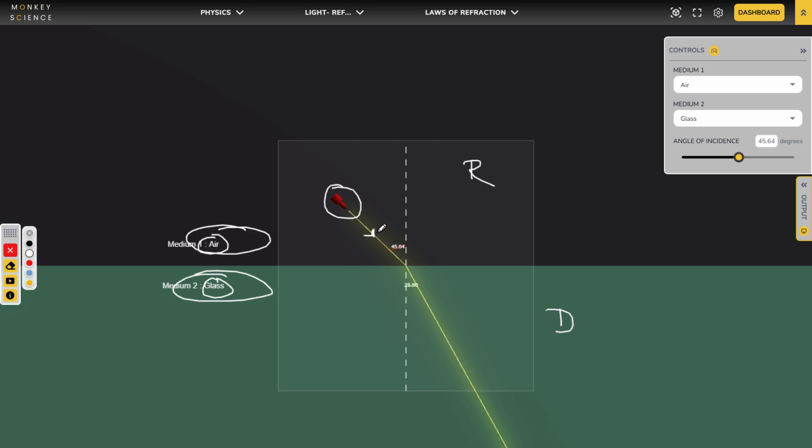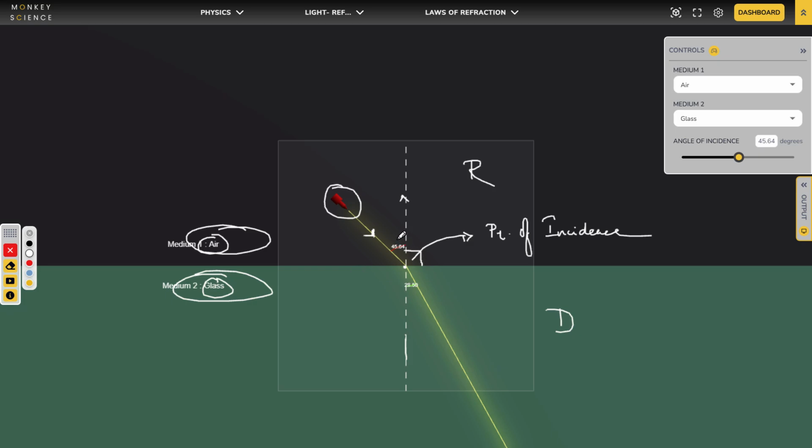ray. Now, the point where the incident ray strikes the surface or the interface between the two mediums, that point is called as the point of incidence. And now this is where we drop a normal on top and down. A normal is nothing but a 90-degree line drawn at that interface.